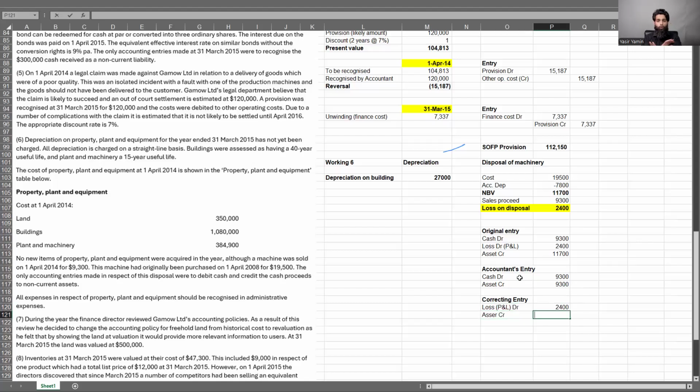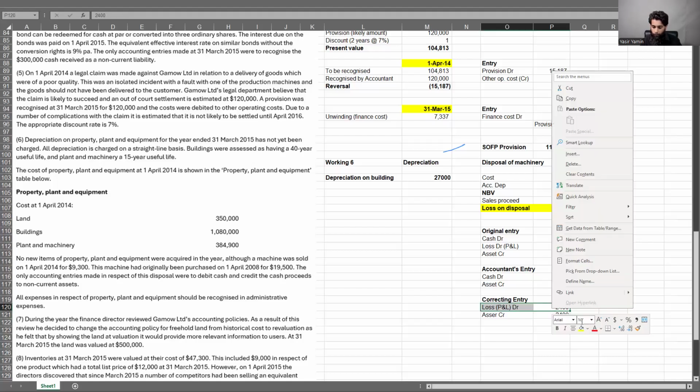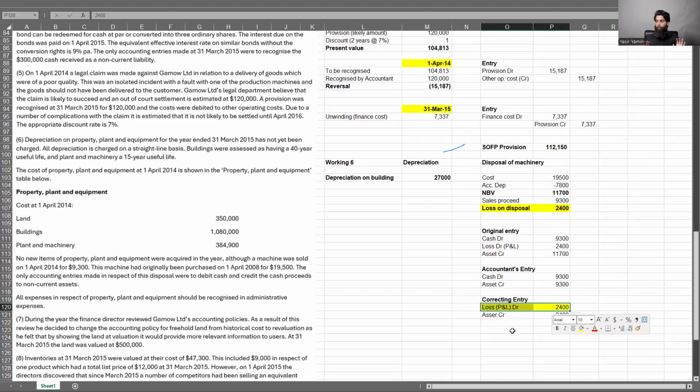Again, my fellows, no accounting entries are required in your exam. Why do I do this? My choice, because I'm a teacher. You are not a teacher. Nobody is expecting you to be a teacher. Just go in your exam, solve your answer, and come back. Make sense? But is it clear to everybody? This should be the correcting entry. Remember, you need to recognize a loss on disposal. Is it clear to everyone? Please let me know.